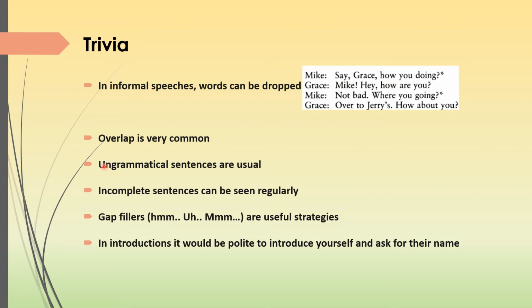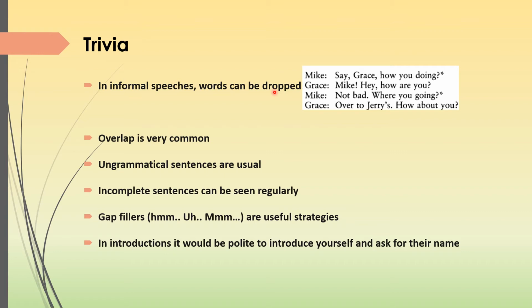And overlap is very common. Overlap, whenever one person is talking and in between another person jumps straight into the conversation without waiting for the other to stop. So overlap is very common, especially in informal conversations. And then ungrammatical sentences are usual. Yes, that is what I was saying in the first sentences. You can see lots of ungrammatical sentences, but don't worry, they are very usual.